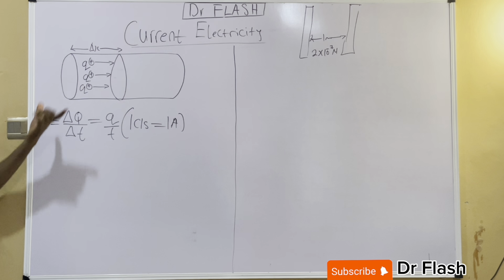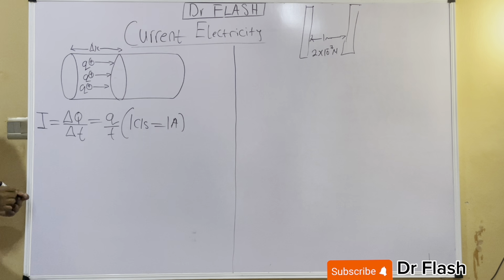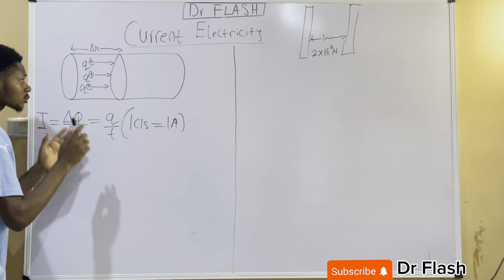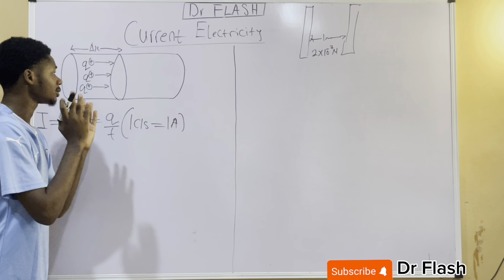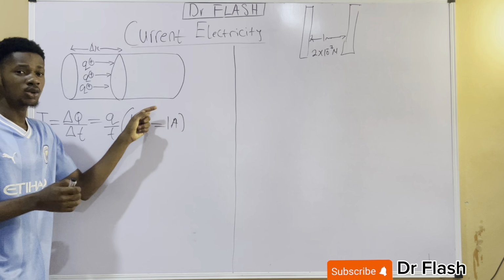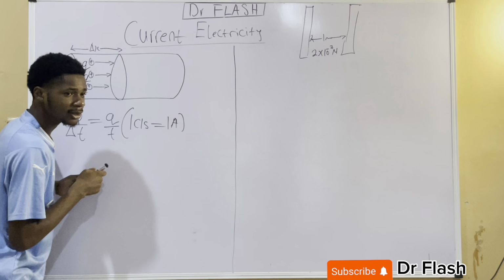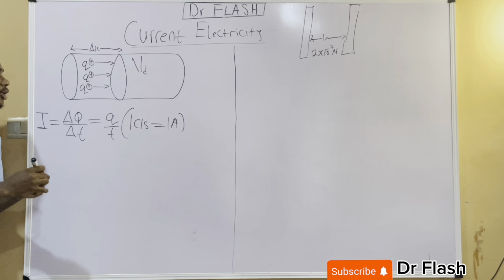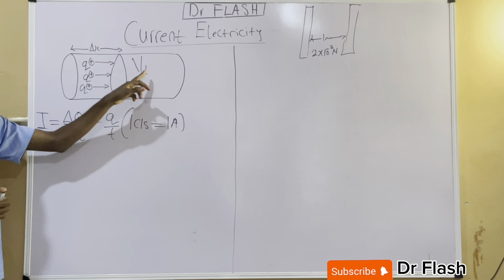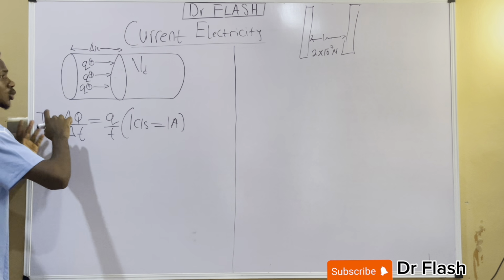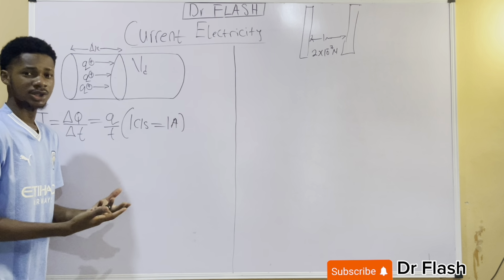Now considering this conductor, after we've applied an EMF that will force the charges to move in one direction, the velocity that these charges are going to be moving with in this conductor is no longer the terminal velocity. It is called the drift velocity. I'm going to call it V with a subscript D, where V is the velocity and D represents drift.